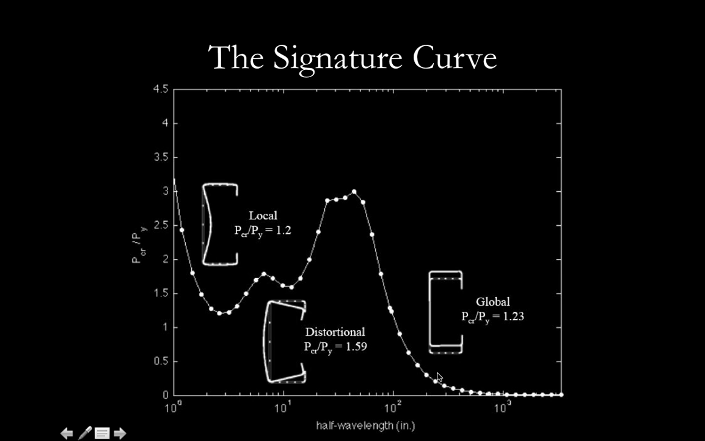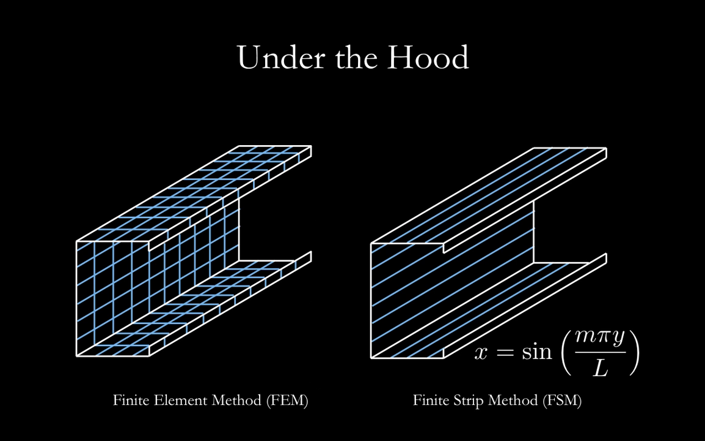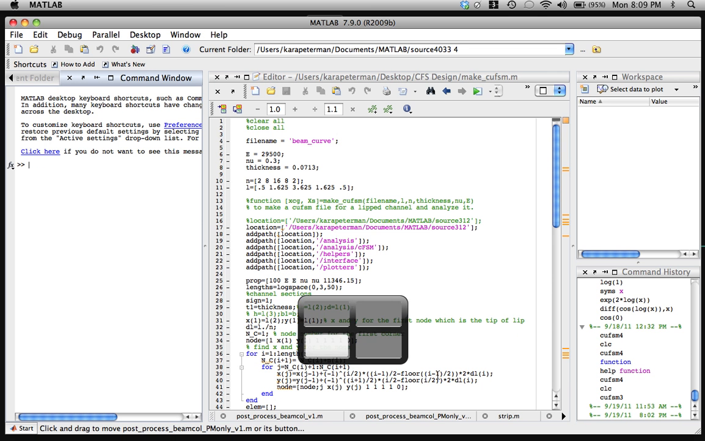How does CUFSM do this anyway? So rather than using the traditional finite element method, CUFSM uses the finite strip method, which takes that sine function there and uses it to approximate displacements along discrete strips along the length of the section. But rather than get into more detail on this subject, let's take a look at the program. For that, we head to Matlab.